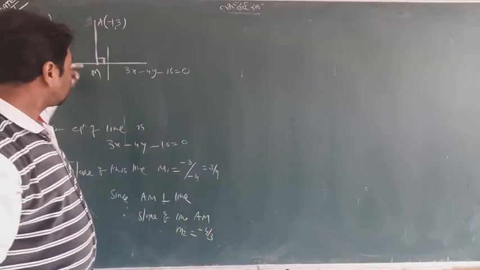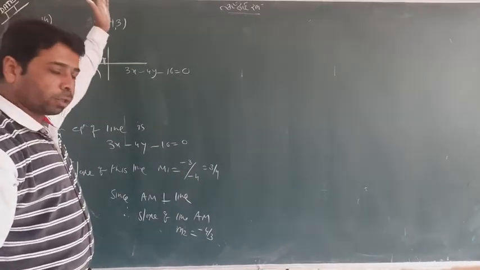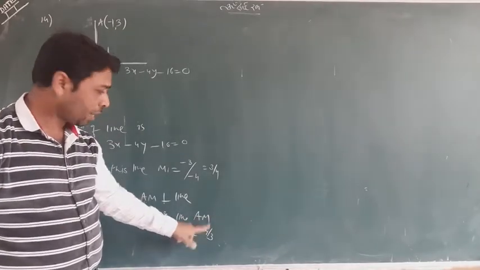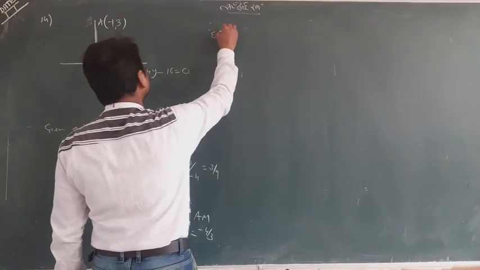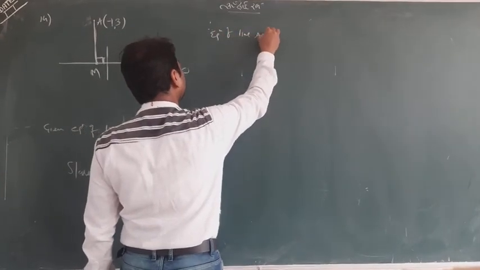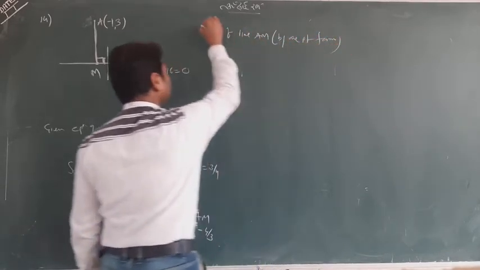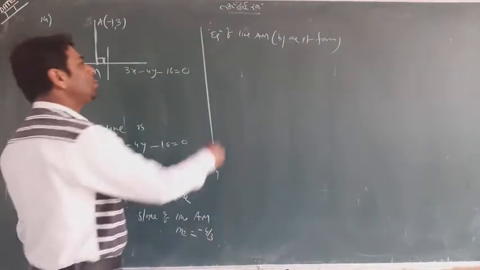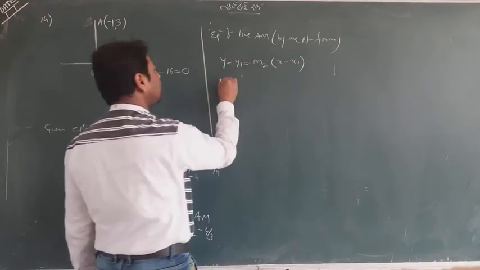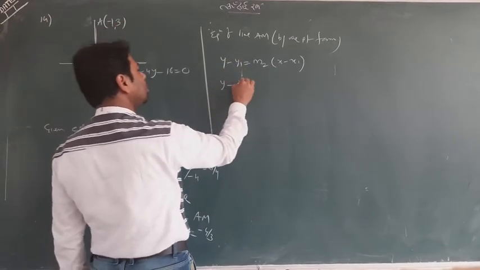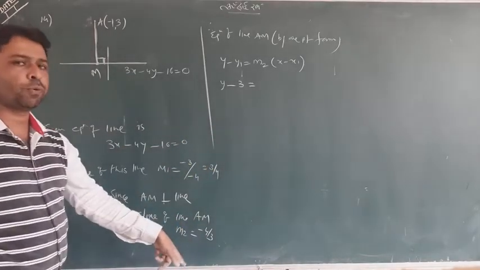So M1, the slope of this line, was 3 by 4. M2 is the slope of AM, the perpendicular line. You know, use a trick. M1 into M2 definitely will be minus 1. So I write here the equation of line AM by one point form. Use the formula y minus y1 equal to m2 times x minus x1. Y minus 3. You know, line AM is passing through x1 as minus 1 as well as its slope is minus 4 by 3.